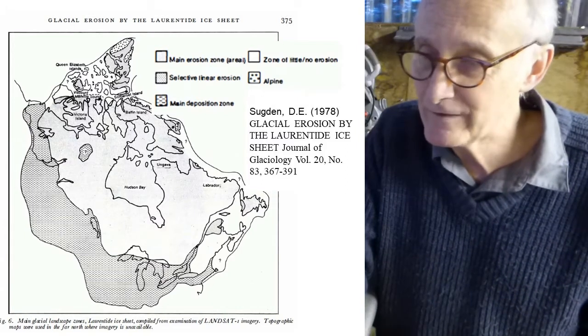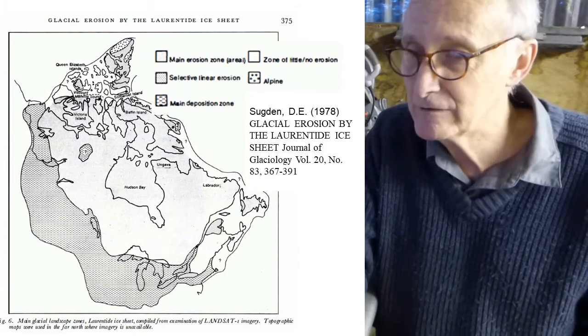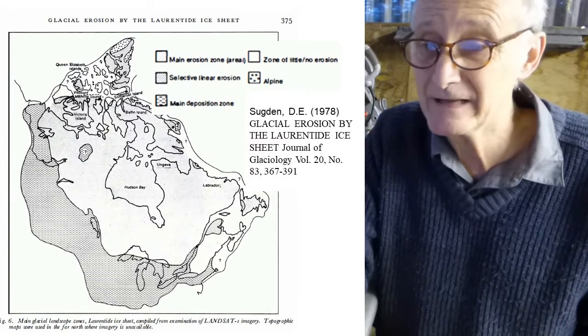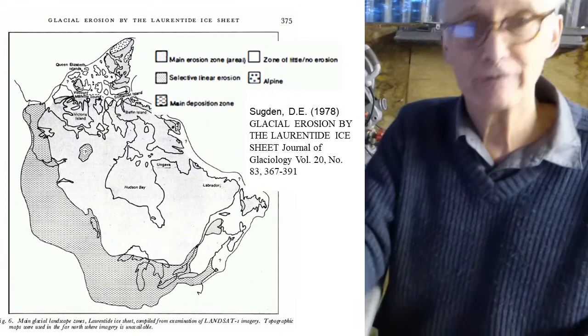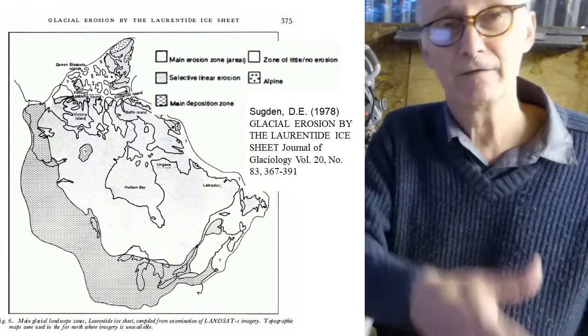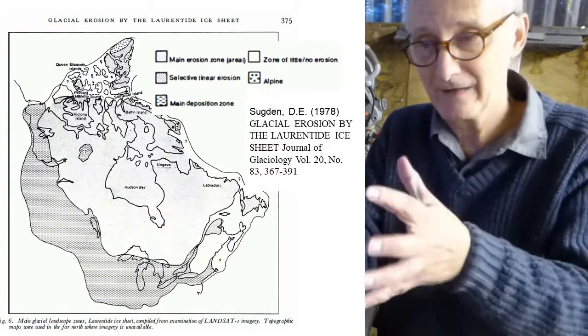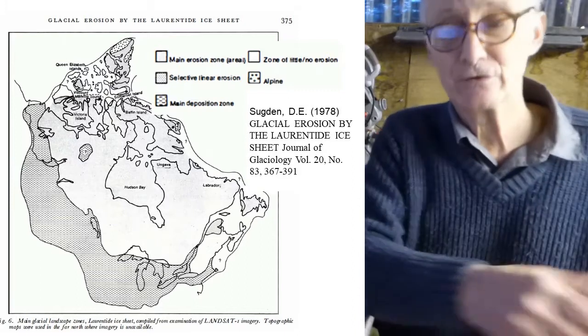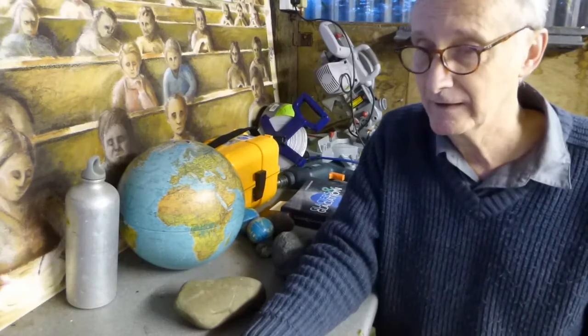And just very briefly here, you can see he's pulled out an erosional zone, a depositional zone, zones of selective linear erosion, alpine zones, and zones of little or no erosion. So he's doing exactly what we've been talking about, identifying the geography of the geomorphology, and then in that other work of his we were looking at, he was relating that geography of geomorphology to the geography of the basal thermal regime. So look at those two bits of work in combination.